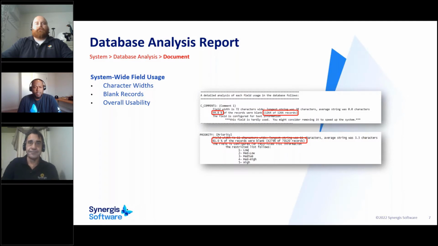So one area that we wanted to talk about was the database analysis report. This is a report that you get from the System tab. You click the document button. It'll give you information around the fields and properties within your system.